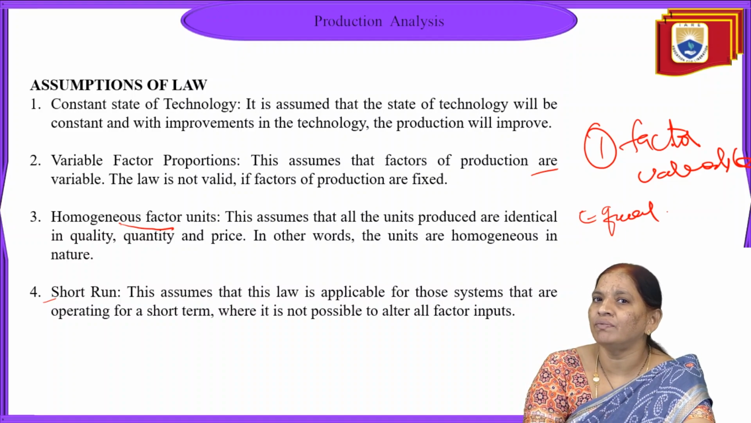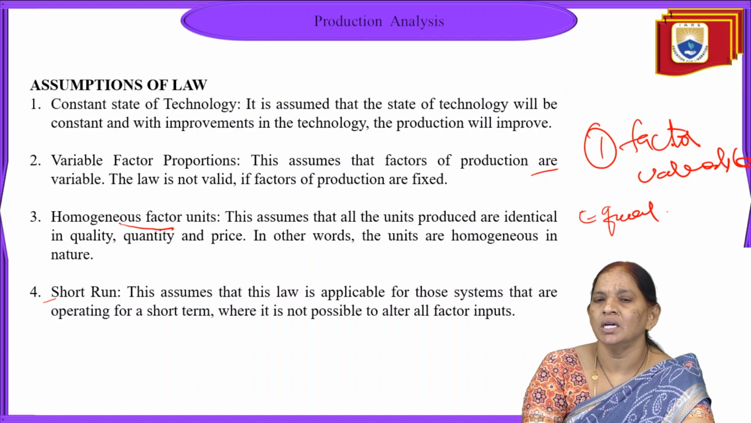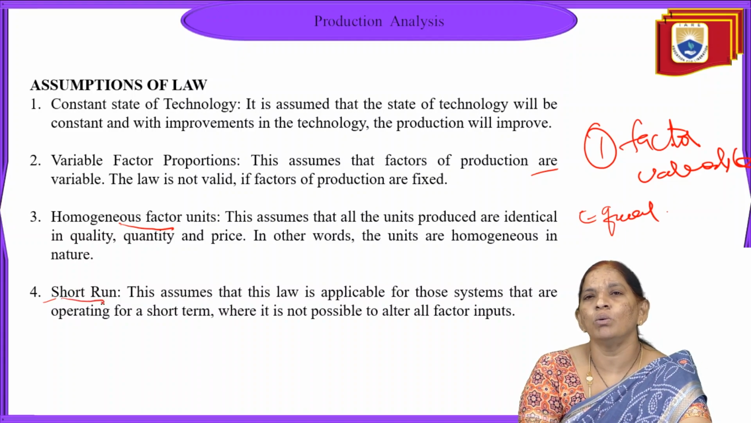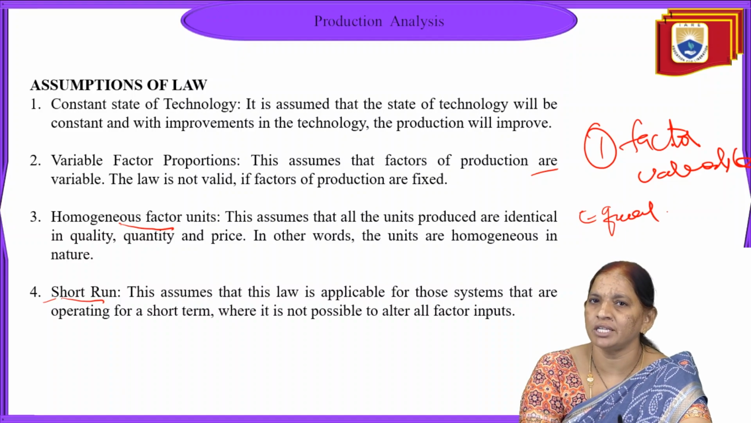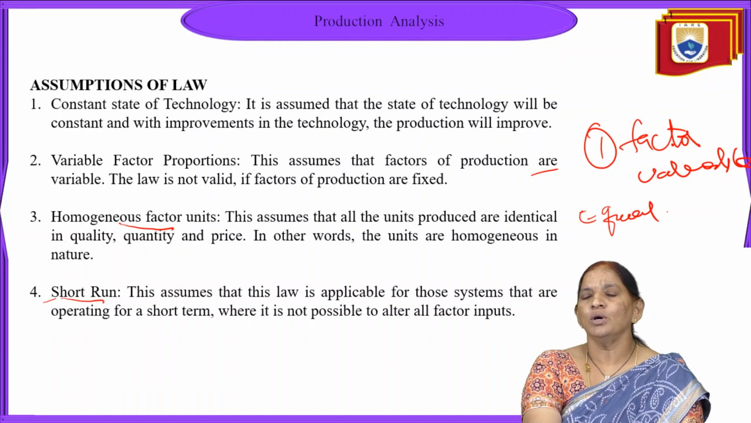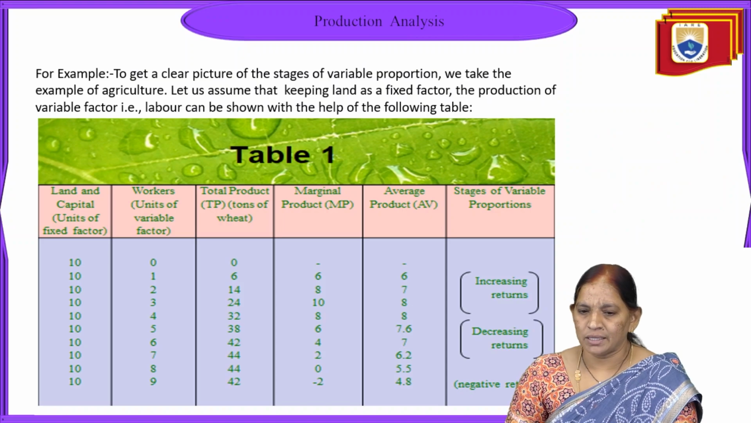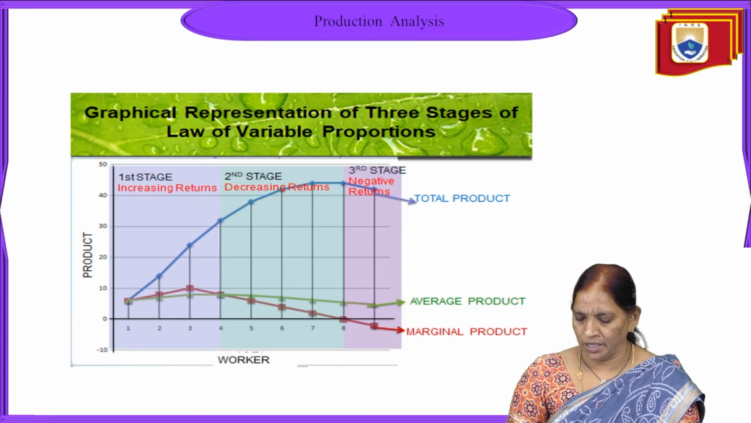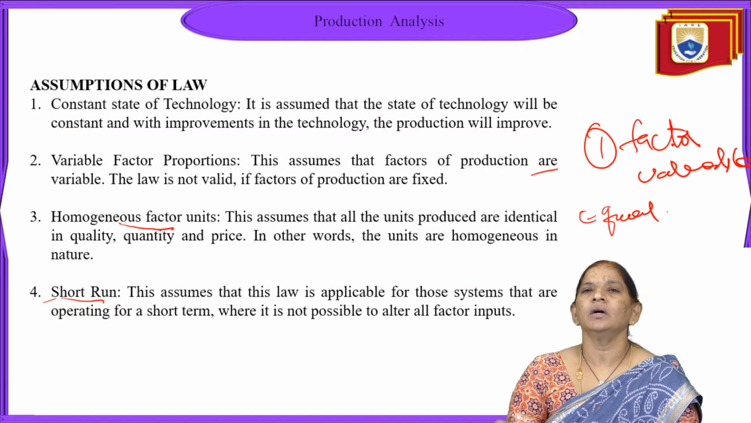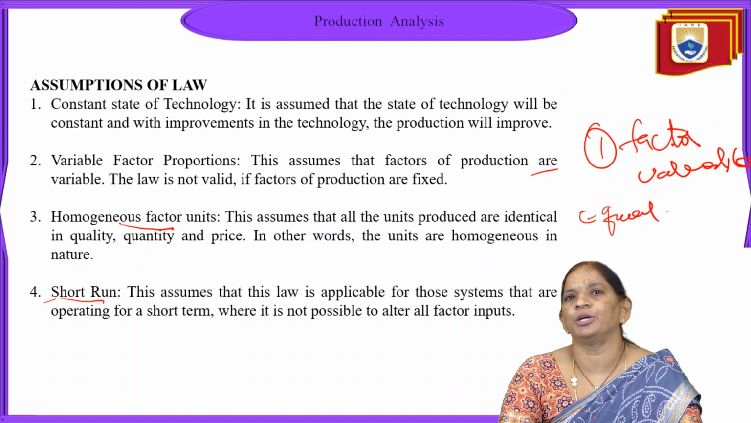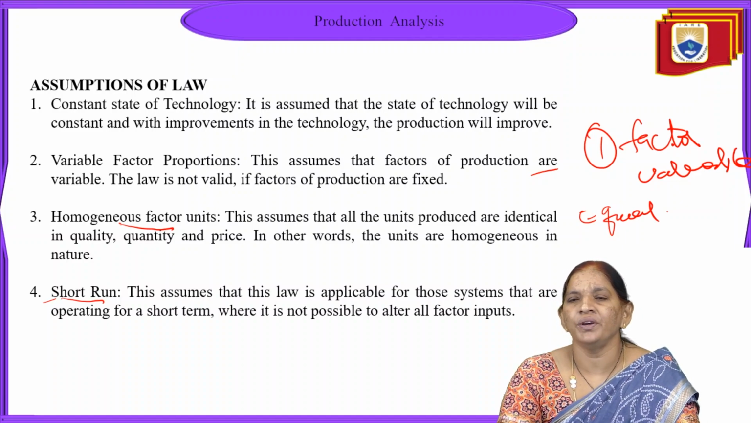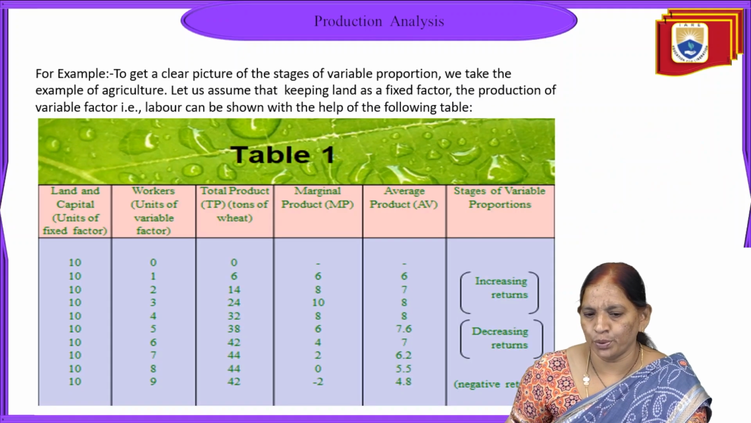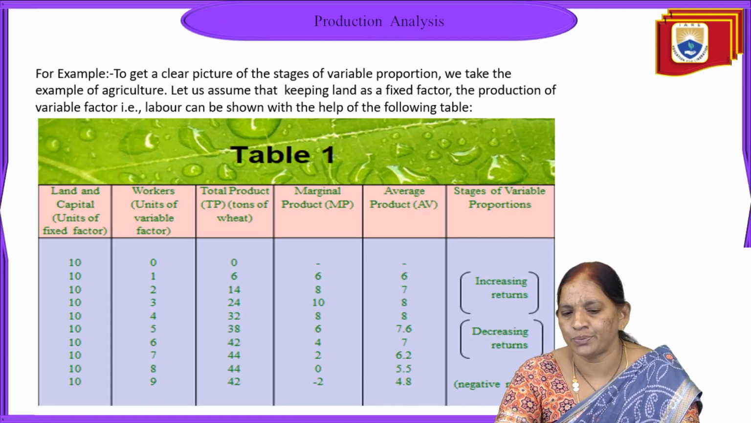Why? Because the time factor is limited. That's why it operates only for the short period, minimum 6 months to 1 year. So these are some of the assumptions under which we can go for this law of variable proportion. So now we go to the law of variable proportion with a graphical explanation.